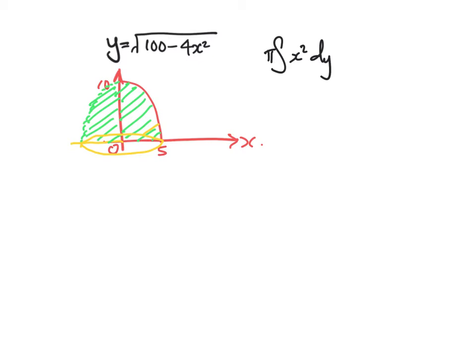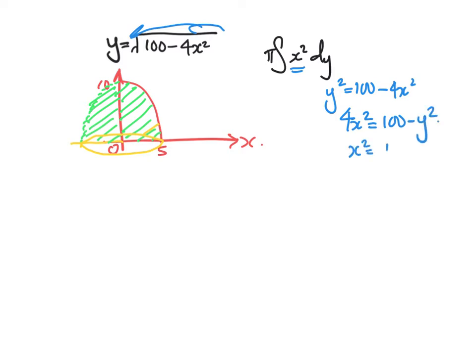In this question, y is given as the square root of 100 minus 4x squared. So if I bring the square root over, we will have y squared equals 100 minus 4x squared. Since the question requires us to integrate x squared, I'm going to make x squared the subject. So 4x squared equals 100 minus y squared. So x squared equals 100 minus y squared, divided by 4.